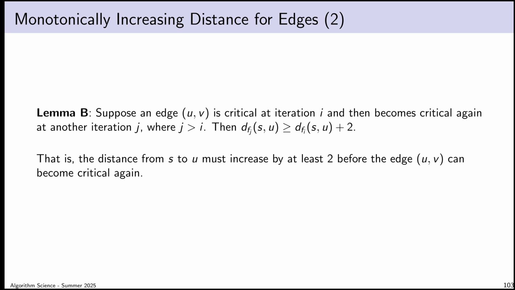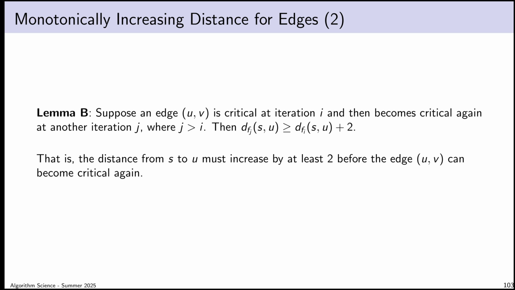Lemma B says, suppose that an edge UV is critical at some iteration i, and then later it becomes critical again at some other iteration j, and j is greater than i, that's why I said later. So iteration j is happening after iteration i. Then the distance from S to the endpoint U at iteration j, the future iteration, is at least the distance at iteration i plus 2. In other words, vertex U is now 2 further away from the source vertex than it was the last time that the edge became critical, or more. So it's at least 2 vertices further away from the source vertex.